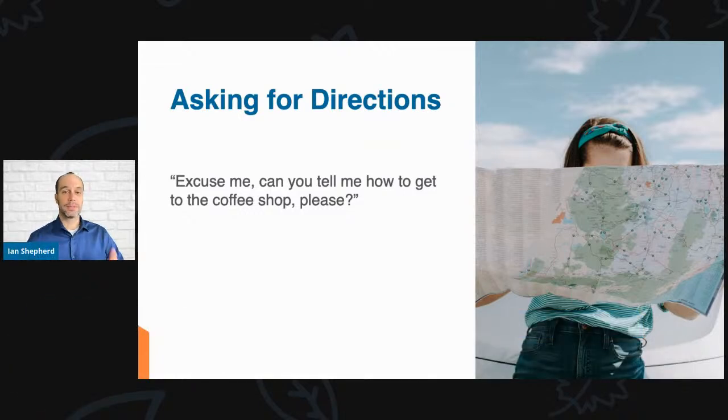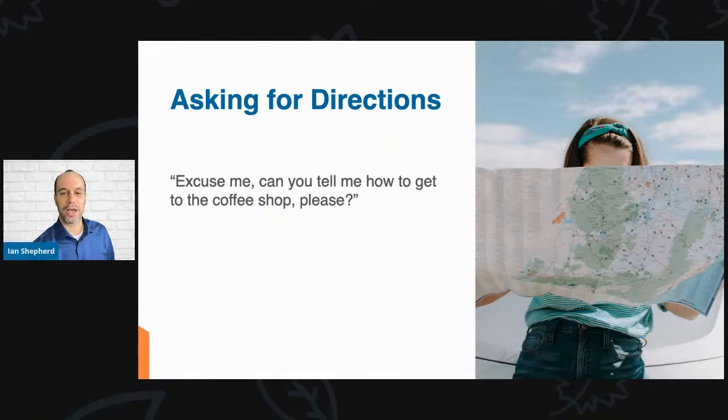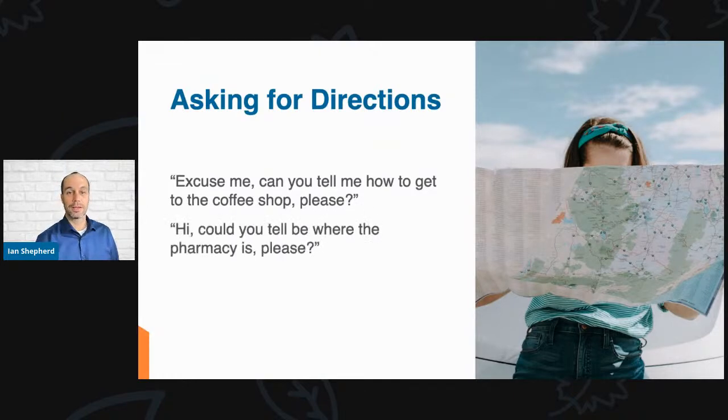So, excuse me, good to get their attention. Say please at the end because we're asking for a favor. And then you could say, can you tell me how to get to a place? And Anna has another answer. Excuse me and please and thanks, of course. Okay, so those are the polite words that we should use when we're asking somebody for a favor. Exactly, Anna. Great job. Okay, let's move on.